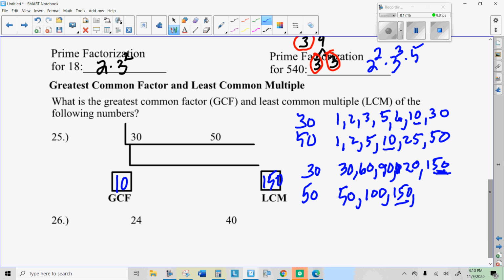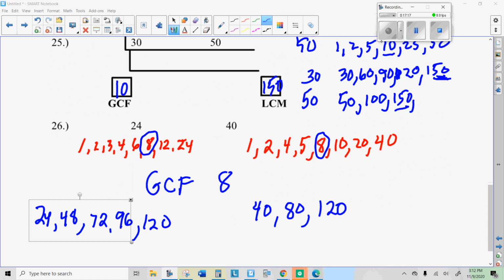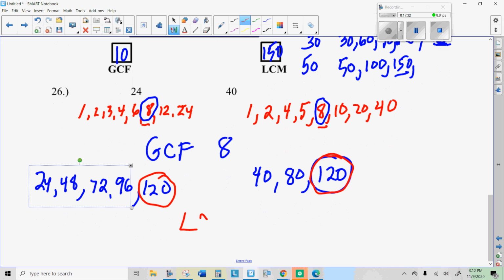Okay, so why don't you try that? See if you get them right. So I'm getting that the greatest common factor is 8, and the lowest common multiple is 120. All right.